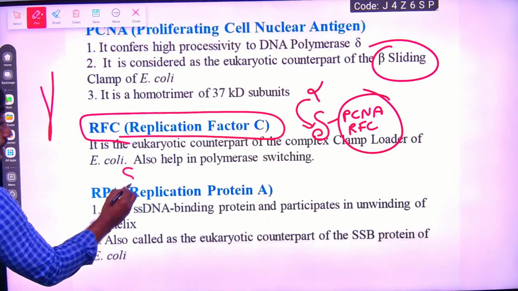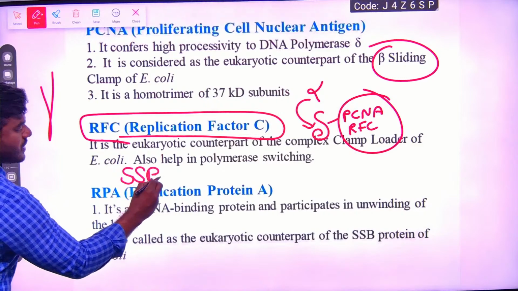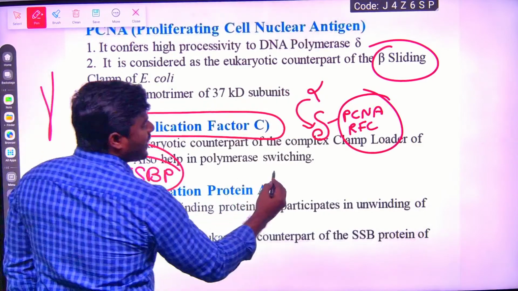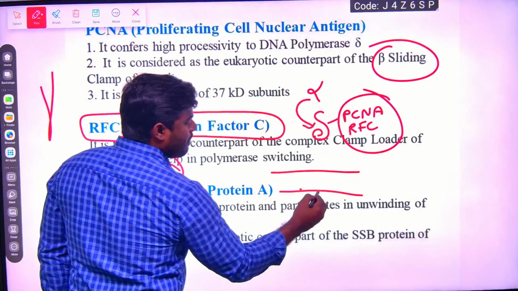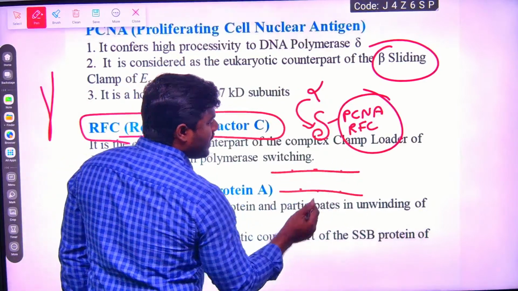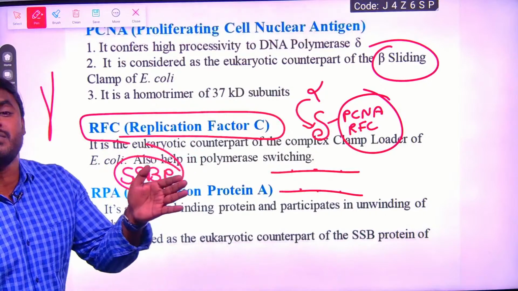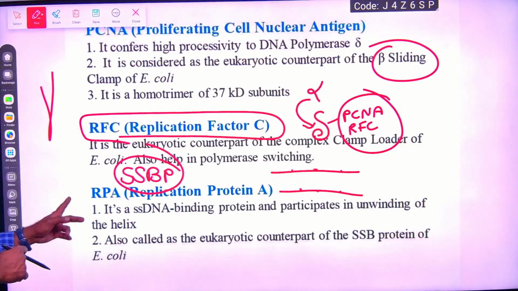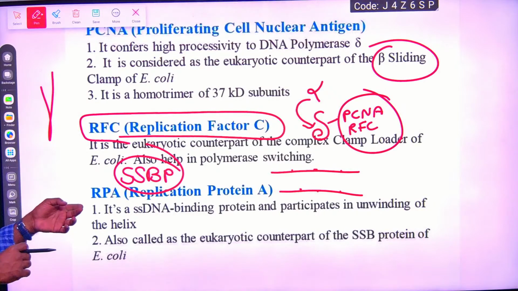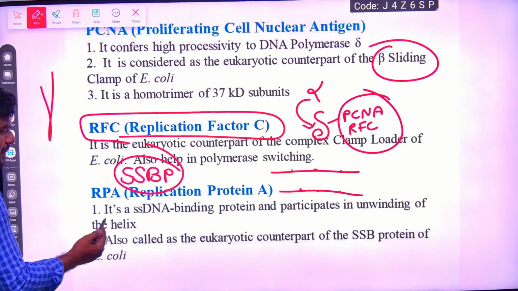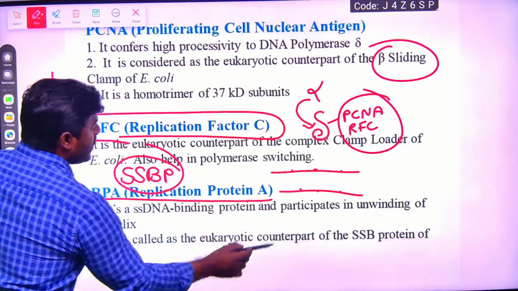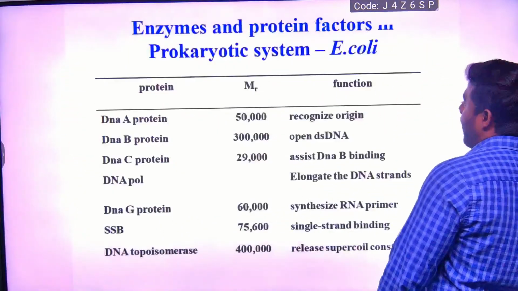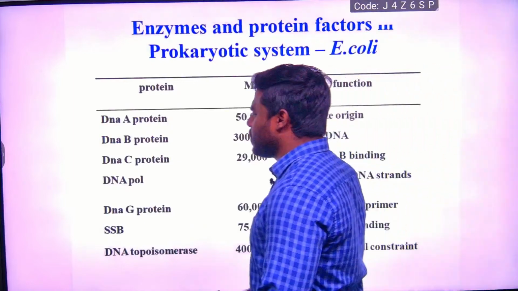I hope you remember SSBP, single stranded binding proteins. What are their functions? They are helpful in making the single stranded DNAs stable. Correct? No point of confusion over there. Now the point is very clear that SSBPs in eukaryotes, we call it RPA, replication protein A. No point of getting confused over there.